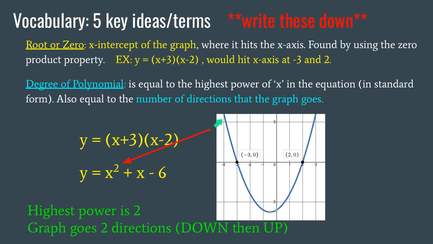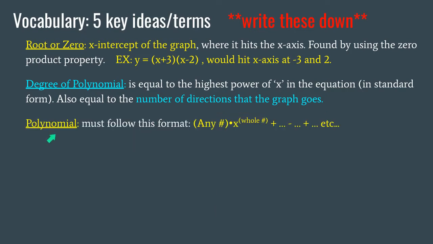It starts up here in this corner. We always read things from left to right, and it goes down until it hits the vertex point down here, and then it goes back up. So it goes down and then up. So it has 2 directions. So the highest power tells us what the graph is going to do for the number of directions it's going to have.